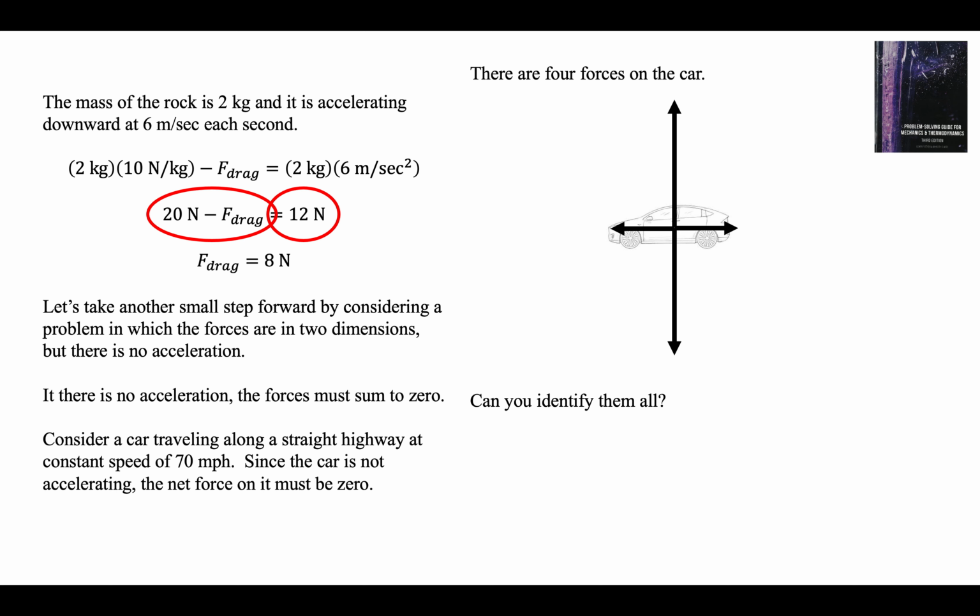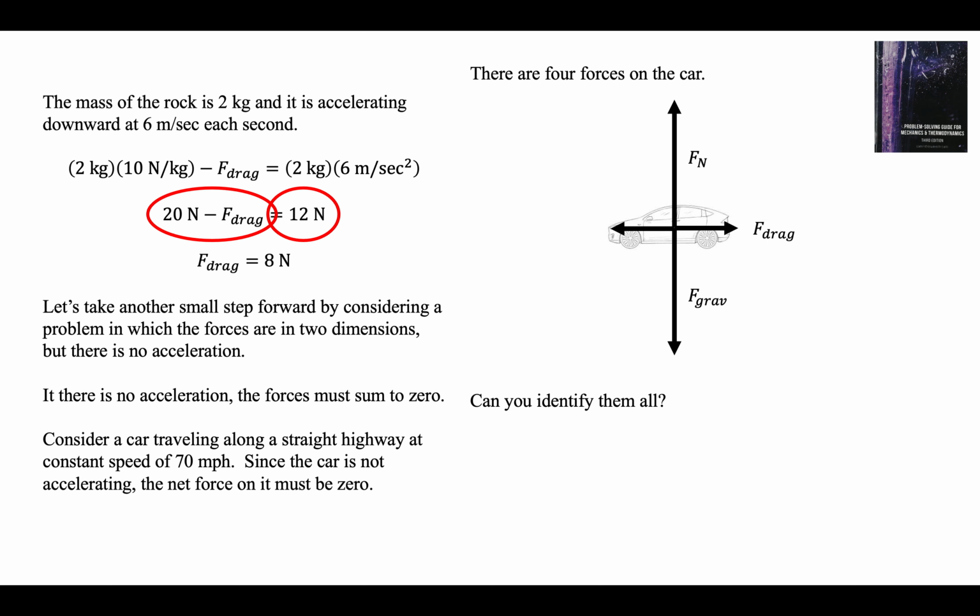Let's try to identify them all. Perhaps the easiest is the gravitational force. That's downward. The car is in the gravitational field of the Earth. The Earth is pulling it downward. The reason why the car is not accelerating downward at 10 meters per second every second is because of the road holding it up. And we call that the normal force, the contact force. The tires are contacting the road, which is pushing up on the tires, and those forces balance. If they didn't, it would be accelerating up or down.